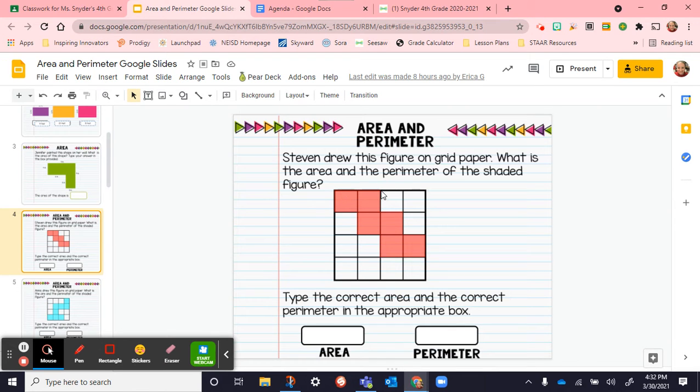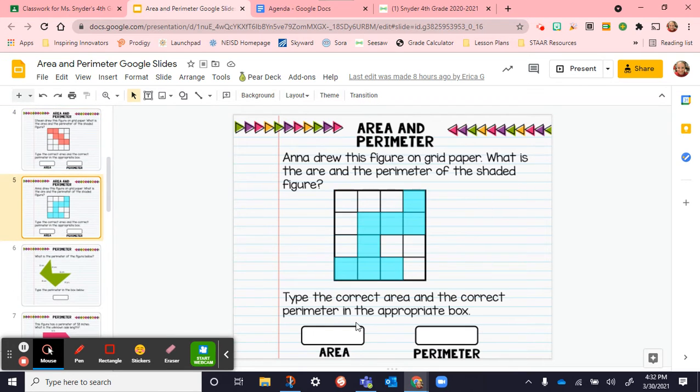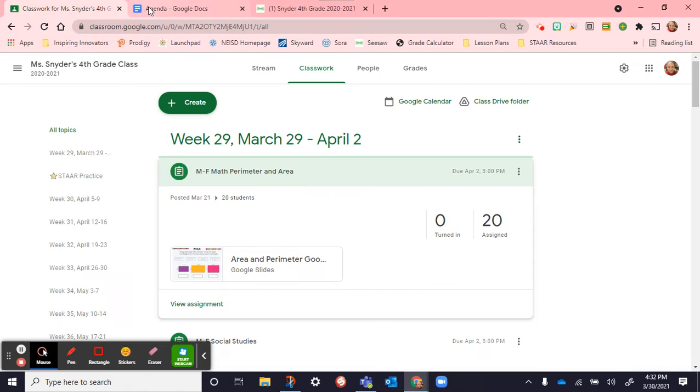So you're looking at the outside, and these shapes are not always going to be squares and rectangles. They could be composite figures. You can still find the perimeter. You just count on the outside. So 1, 2, 3, 4, and you go all the way around. Same thing on this one. Anywhere you see area and perimeter, just stick with the perimeter one for this week. So we worked on those.